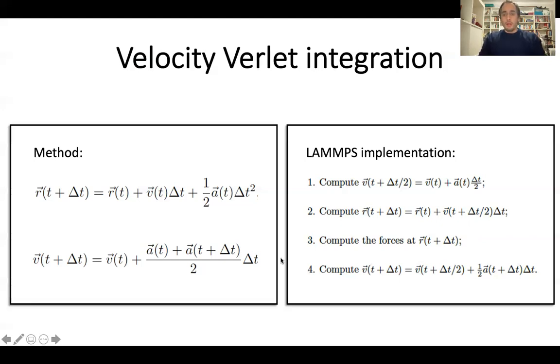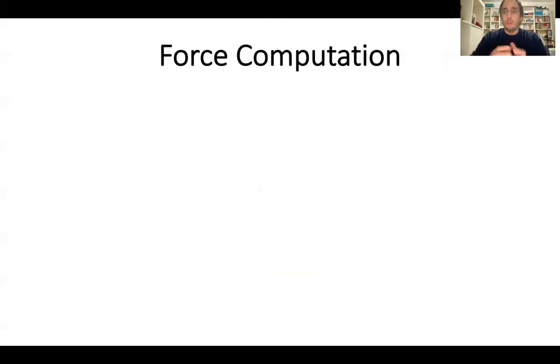Okay, so as you can see here, computing the force is an important step, since it's the bottleneck in all molecular dynamics simulations. So why is it a bottleneck? Because if you have pair interactions, for instance, you can have many-body interactions. If you have pair interactions, you'll need to check all the pairs of particles. That takes a long time. One possibility to optimize is just to have a cutoff.